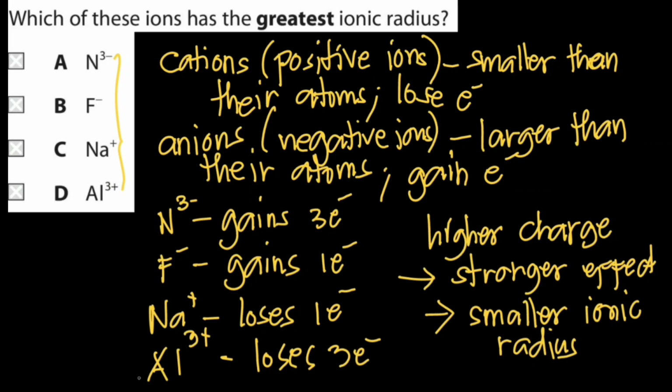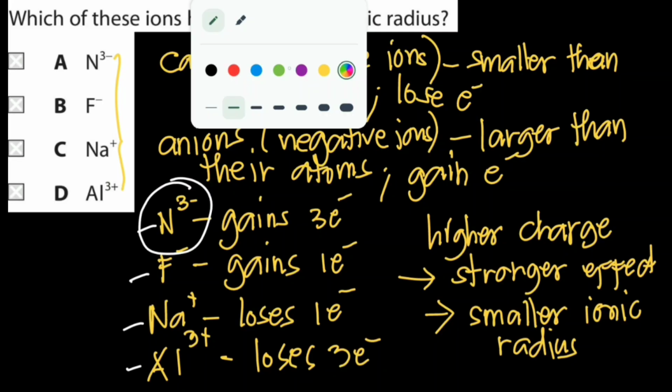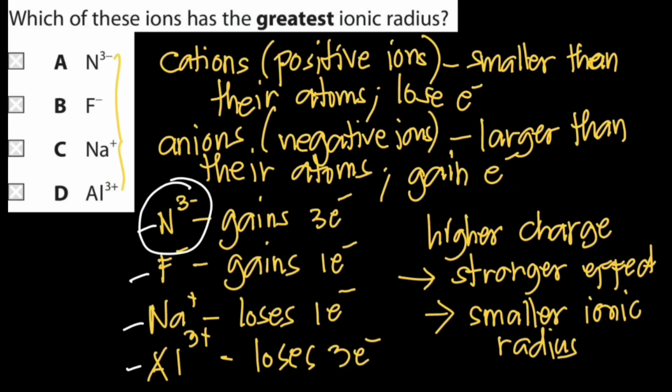Among the choices here, aluminum has the highest charge. Then next is sodium, fluorine, then nitrogen. So the one with the smaller charge here is the nitride ion. Therefore, it has the largest ionic radius, and we are asked for the greatest ionic radius. So the answer here should be nitride. So that would be letter A.